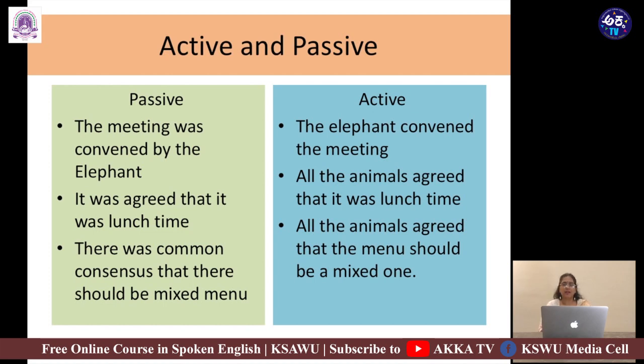Now there was a big fight over who wants what. Someone wants meat, someone wants grass, someone wants vegetables, someone wants fruits. The monkeys started yelling they want fruits. So what happened as a result of all this? The wolf who was writing the notes was a very wise guy. What he did is he just came up with one sentence which said there was common consensus that there should be a mixed menu.